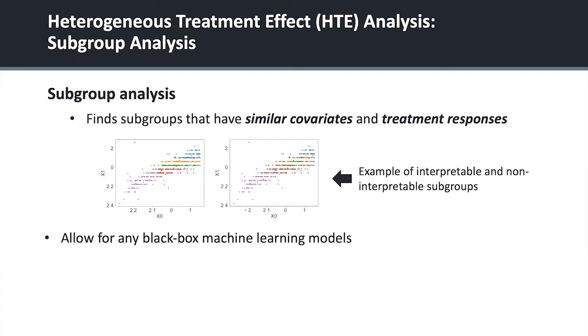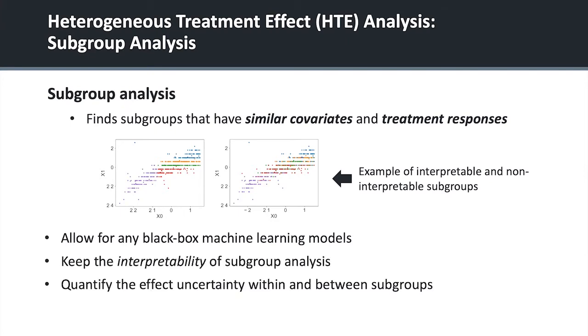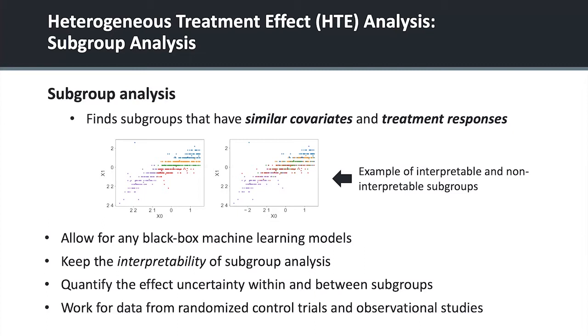Our method aims to find interpretable subgroups, while allowing any black box machine learning model to be used for treatment effect estimation. The identification of the subgroups improves the interpretation of the treatment effects. Our method also quantifies the uncertainties in the subgroup discovery process. All these advantages together make it possible to develop more effective treatments and to improve the design of further experiments based on the data collected from randomized trials and observational studies.